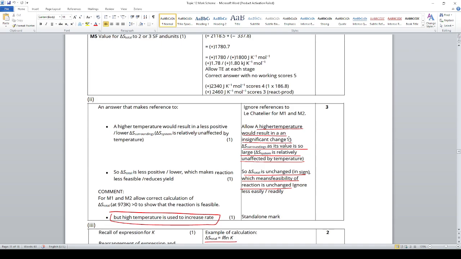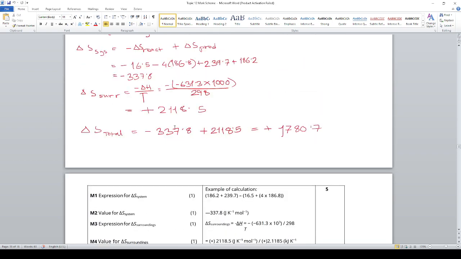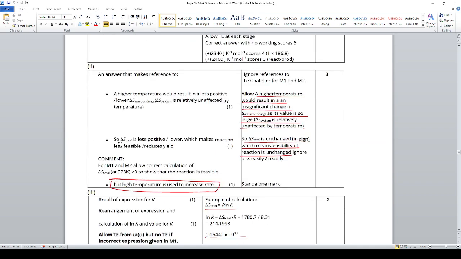So higher temperature would result in an insignificant change in entropy of surroundings because the entropy of surroundings is already quite large. And then the entropy of system is not really affected by temperature. So the higher temperature is not able to benefit the surrounding entropy because it's an exothermic reaction. That's why increasing temperature actually makes the reaction slightly less feasible, but the numbers are such a big difference before that anyway. The system entropy was minuscule compared to the surrounding entropy. So it doesn't matter. In the end, the total entropy is becoming less feasible, but by a small amount.